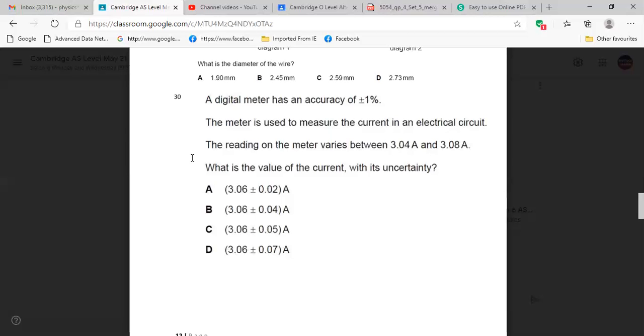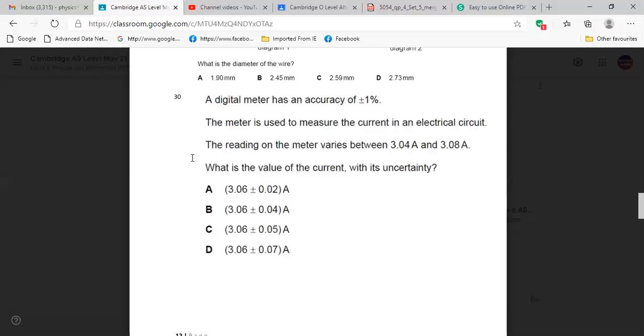So the reading you are getting, 3.04, has this uncertainty. Again, the reading 3.08 also has this uncertainty, right? Yes, sir. The plus minus 1%, they are saying accuracy. So your value varies from 3.04 to 3.08.